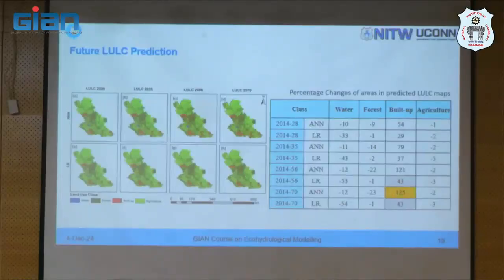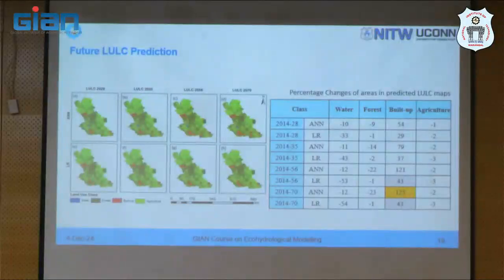Close to another 100% or 125% compared to 2015. You consider 2014 as the baseline. Agriculture is more or less constant, water is reducing further, and forest is also reducing. Only thing is agriculture is more or less constant.